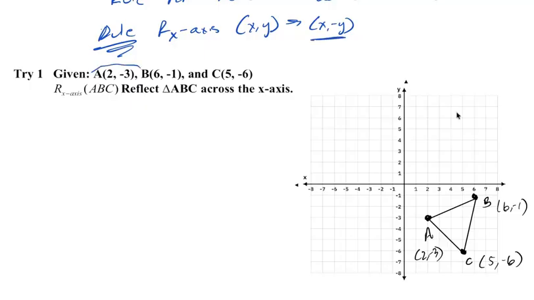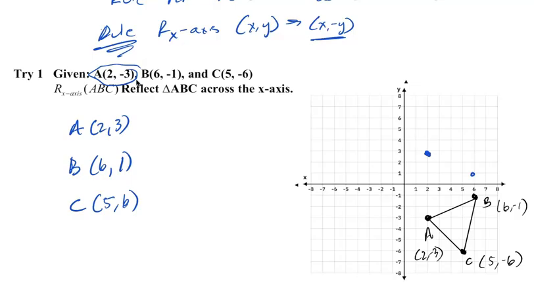So the rule is you look at these points, and all we're going to do is change the y. So in this case, -3 turns into 3. B, 6, -1 turns into 6, 1. And then C, 5, -6 turns into 5, 6. Right? It works the same way. And if we connect these points, we have our new graph. Don't forget to label it A prime, C prime, and B prime. So that's how you reflect across the x-axis, right? You change all the y's.